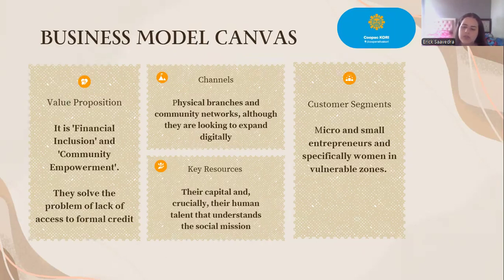Moving deeper into the structure, we apply the business model canvas from week 4. This chart is used to visualize the 9 elements of the business. For Kori, the customer segments are clear, defined as micro and small entrepreneurs, and specifically women. Their value proposition is not just money, and their channels include branches and community networks. Their key resources are capital and, crucially, their human talent that understands the social mission.